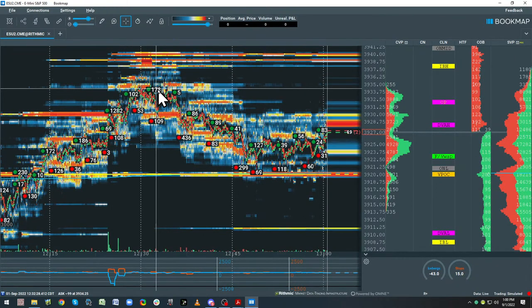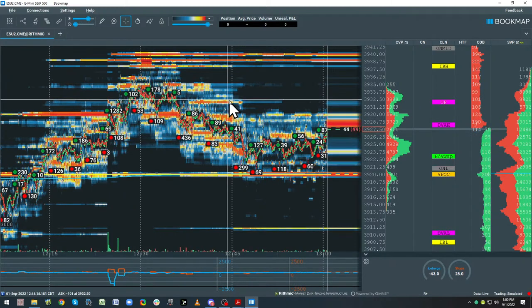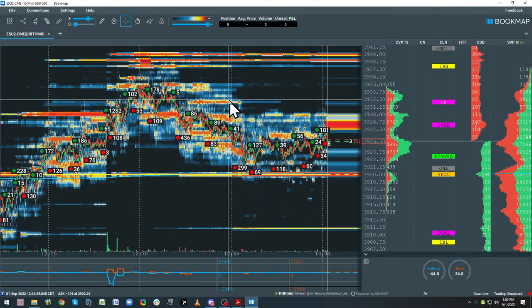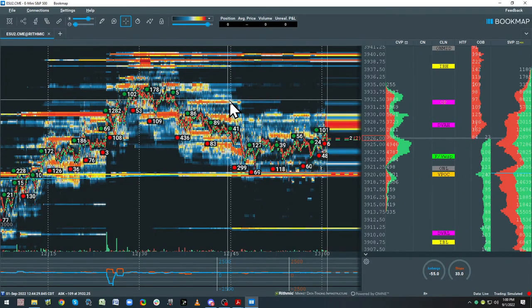Market manipulation, Riz. I don't know. What are you going to do about it if it is manipulated? In other words, Riz, that's part of the jungle that we're in.